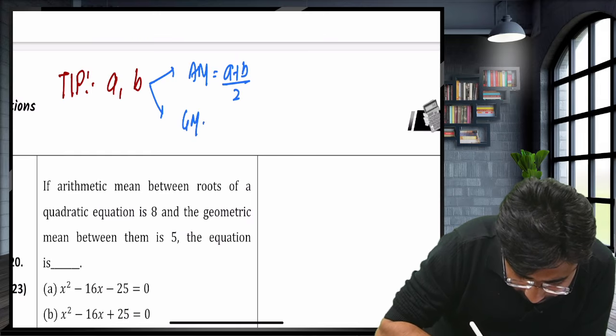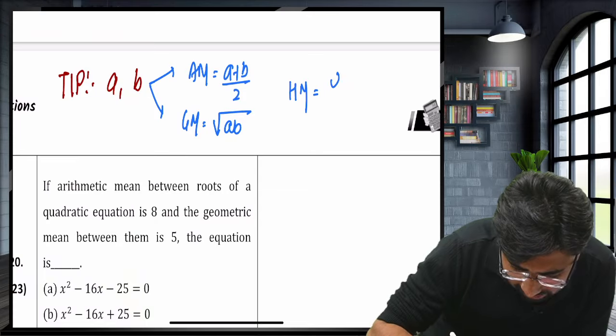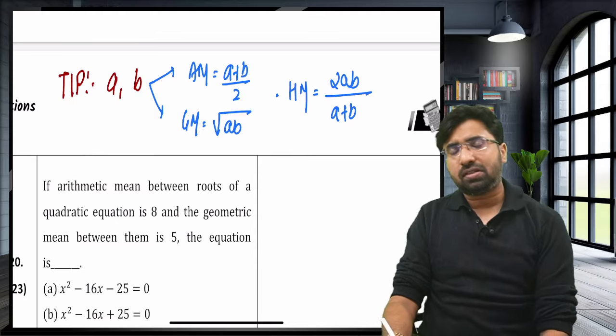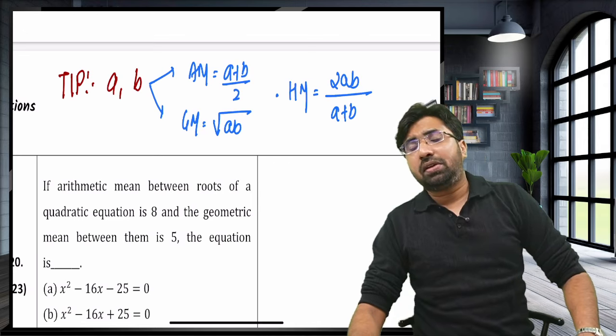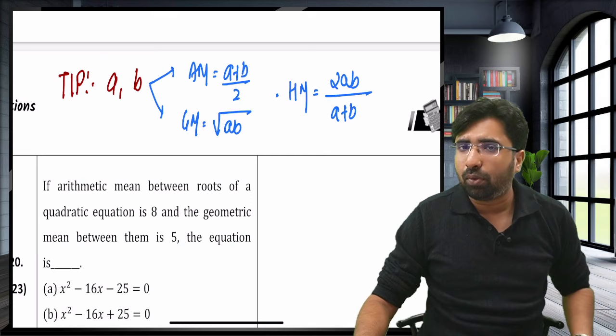The geometric mean of two numbers is the square root of A into B, and the harmonic mean of two numbers is 2AB upon A plus B. Guys, always remember this. For any two numbers, the arithmetic mean is A plus B divided by 2, the geometric mean is the square root of A into B, and the harmonic mean is 2AB upon A plus B.